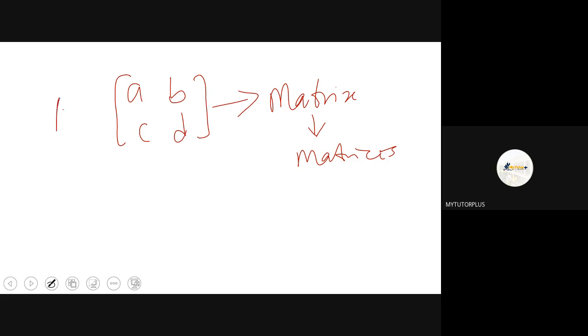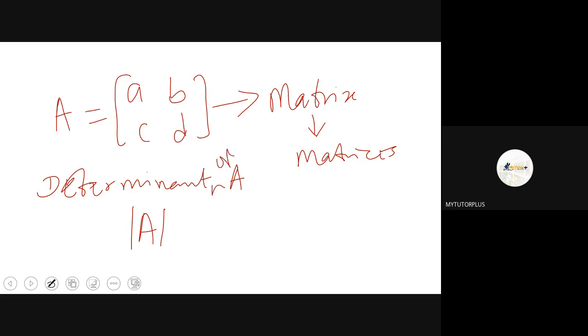Now, let's assume capital letter A equals this matrix. If I'm required to find the determinant of matrix A, I will write A with double lines like this. That is how we interpret the determinant of A. Instead of writing determinant of A, I can write just A in between double lines. I convert the bracket from a matrix to what we call a determinant, and that will simply be A, B, C, D.